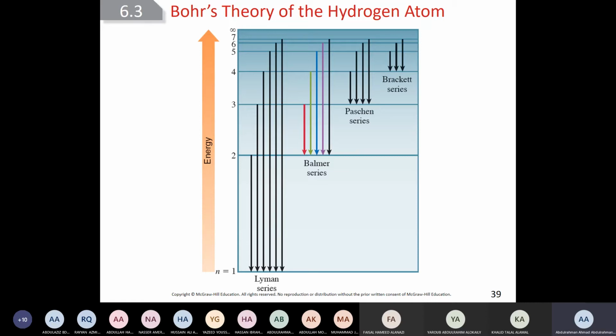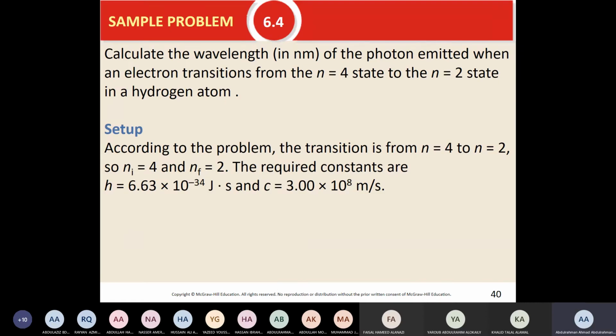All right. Let's solve this problem. Calculate the wavelength in nanometer of a photon emitted when an electron transitions from n equal to 4 to n equal to 2. Which one is the initial? Which one is the final? 2 is final. This is final and this is initial. Very good. What's the equation that we're going to use?